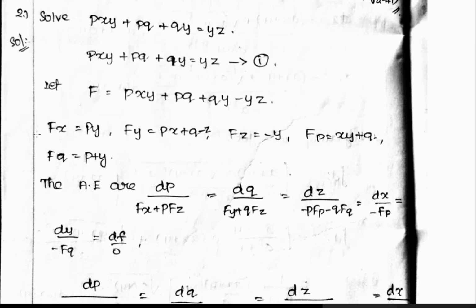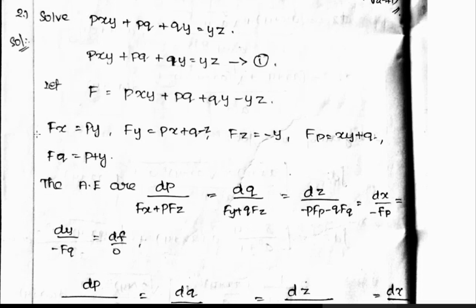So you have to differentiate this equation 1. You have to differentiate this with respect to x. So with respect to x means keeping all the other terms as constant here. So the first term has x. So you differentiate with respect to x, and you get py here.